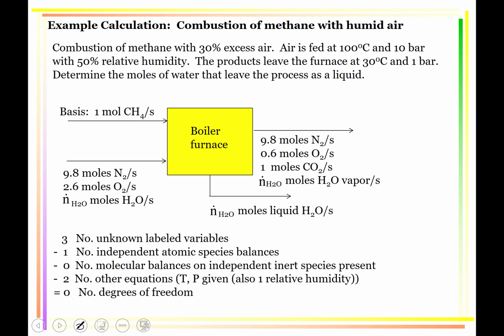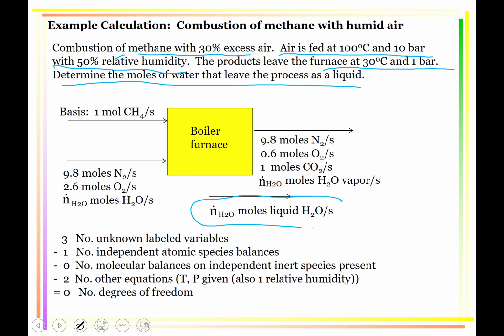Okay, so let's do a calculation. We've seen this one before, but I'm adding a little Raoult's law twist to it. We are going to combust methane with 30% excess air. Air is fed at 100 degrees C and 10 bar with 50% relative humidity. And the products leave the furnace at 30 degrees C and 1 bar. Okay, so we need to know, if the products leave, is there liquid water present? We can answer that question using Raoult's law and our material balance.